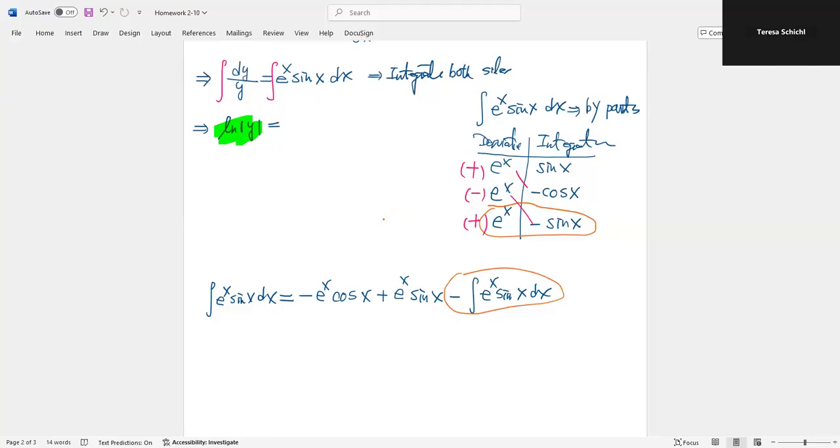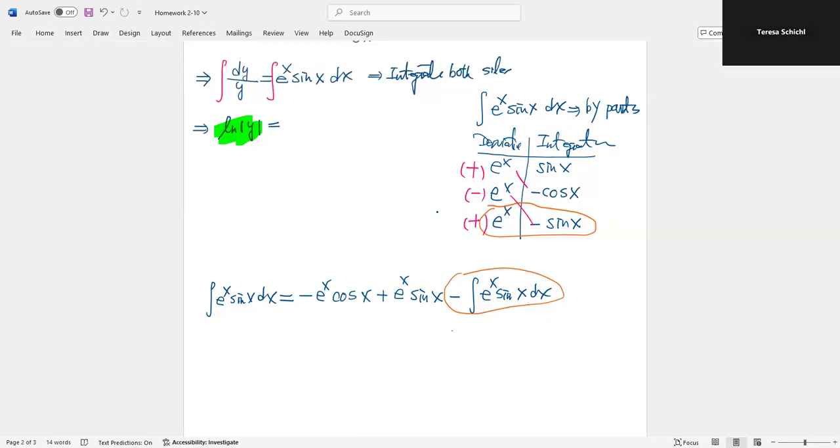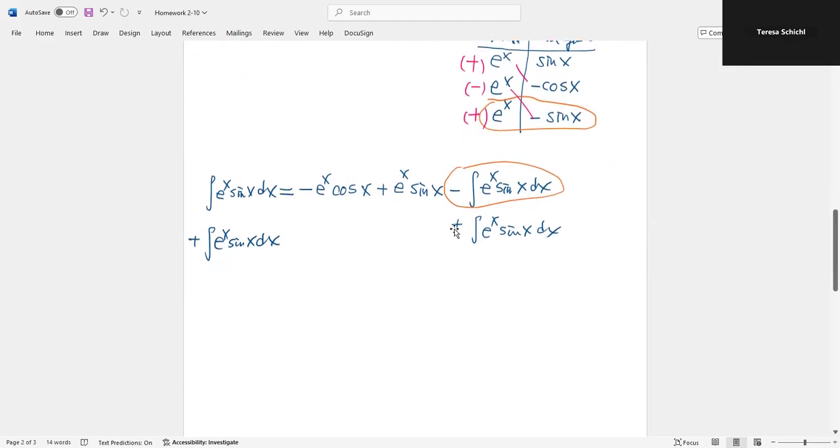All right, so now in here we see this is a minus e^x sine x, this is positive. So I add the e^x sine x dx to both sides. This is what we did with the tabular method. So here, what do we have? We have 2 times the integral of e^x sine x dx equal to negative e^x.